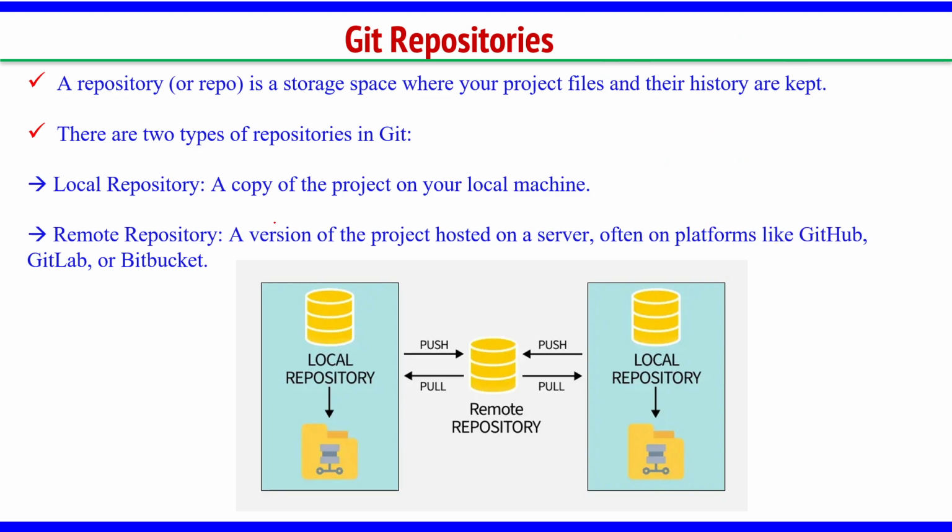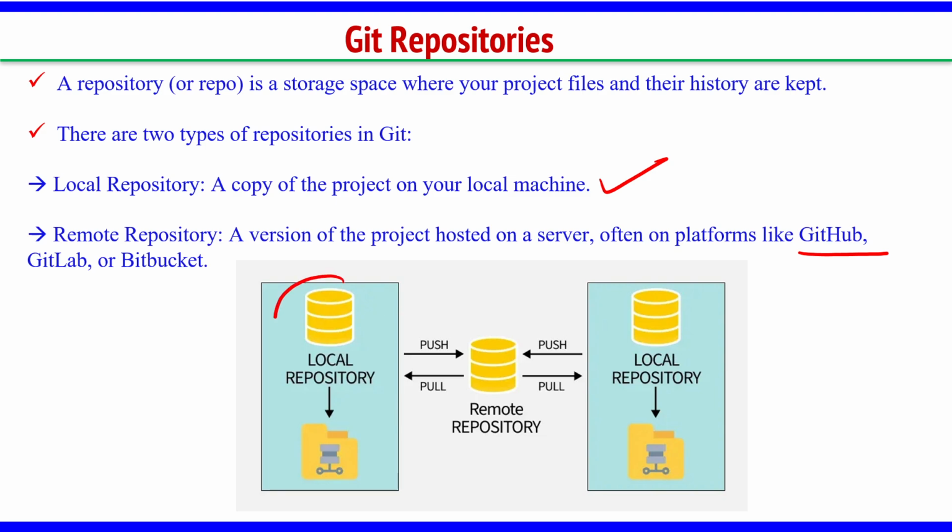So a local repository is where a copy of the project is on your local machine, whereas a remote repository you can store in a cloud server. Generally platforms like GitHub, GitLab and Bitbucket. So all these three are linked with the Git repository. If you are using Git software, then Git is your local and the cloud is your GitHub or GitLab or Bitbucket. So we can store them in any of these three.